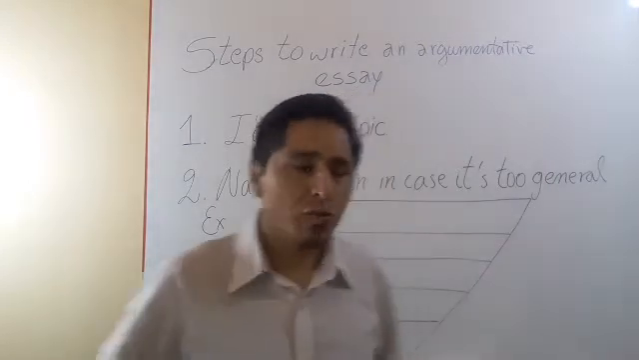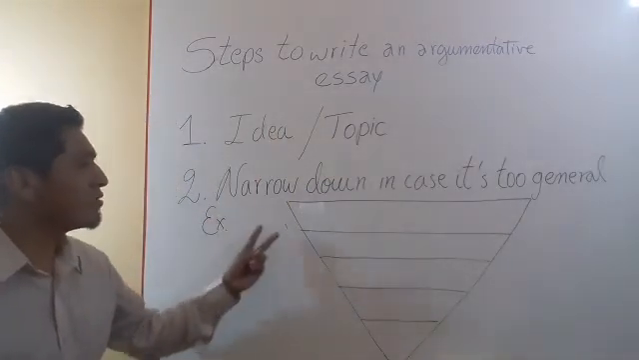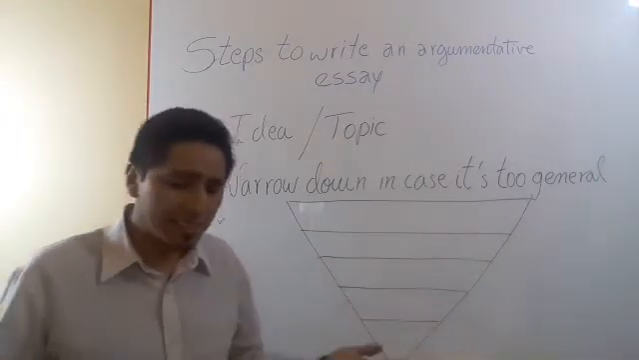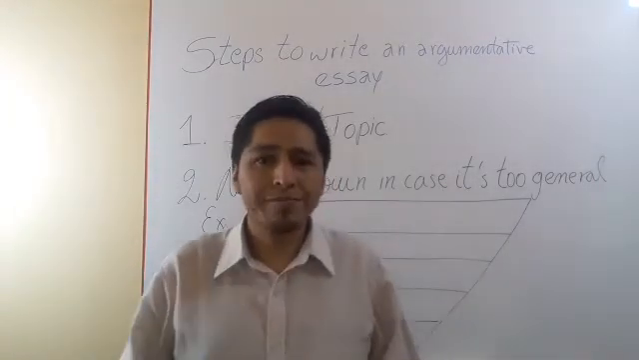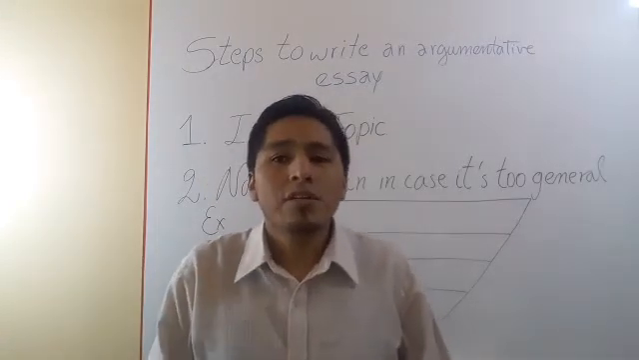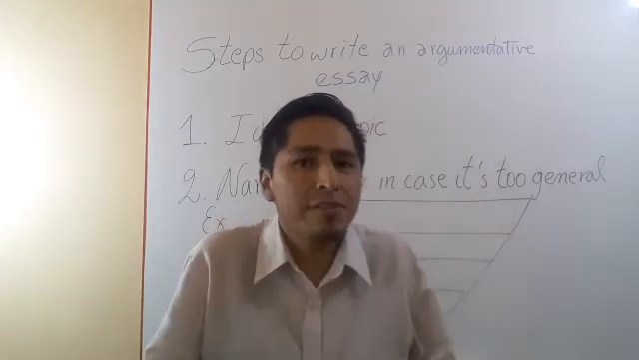Number two. What is number two? It's written here: narrow down in case it's too general. What is too general? The topic. Think about it. Nowadays people want to write about cell phones. Just like that, cell phones.